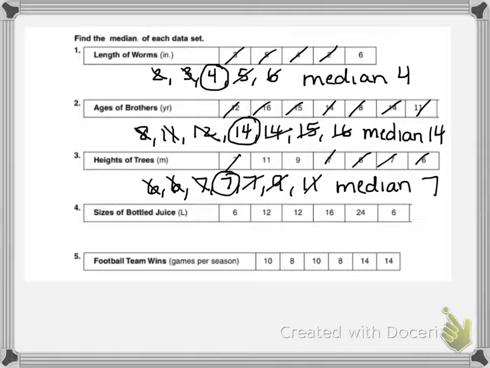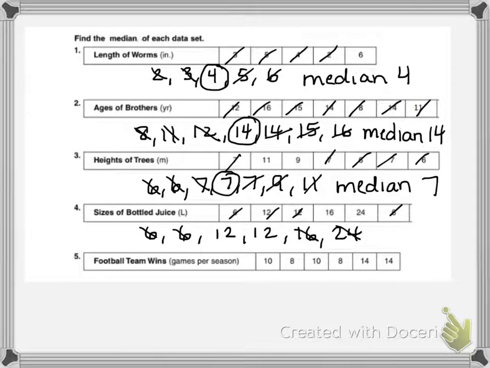Okay, on to number 4, the sizes of bottled juice. So let's order them from least to greatest. I have 6, 6, 12, another 12, a 16, and a 24. So we're going to cross them out one at a time here. And I have 2 12s that are left in the middle.